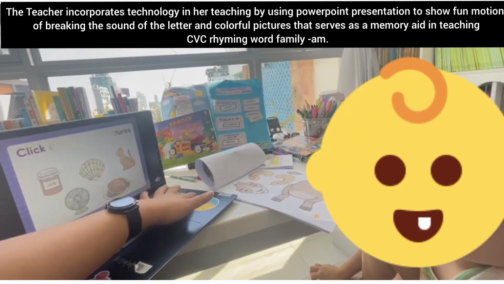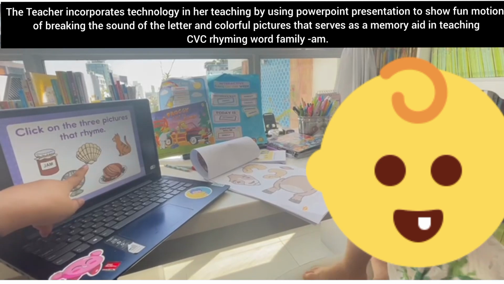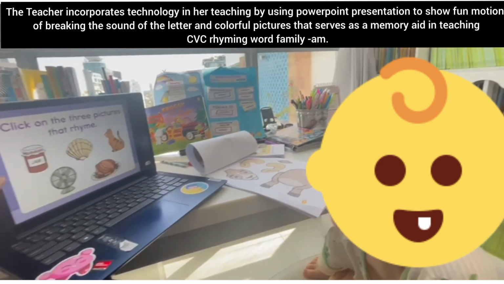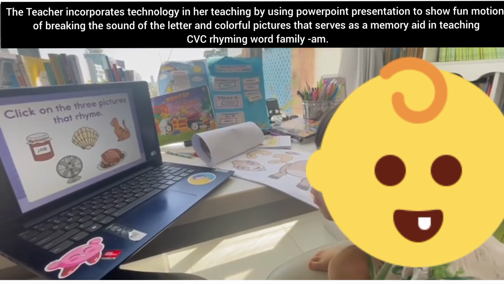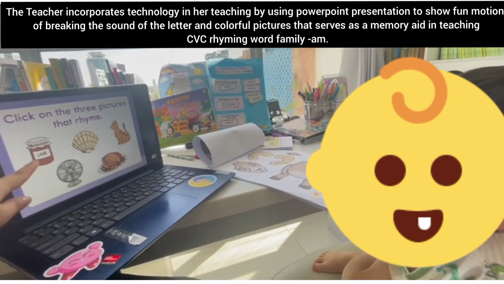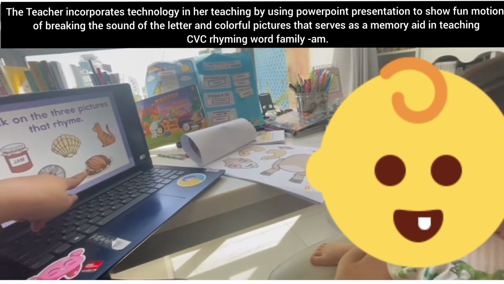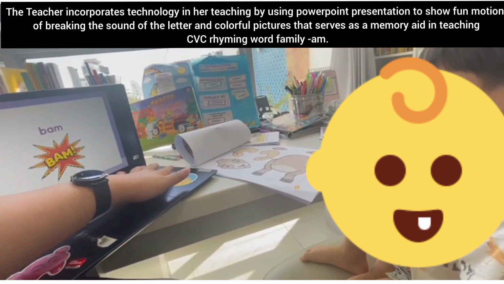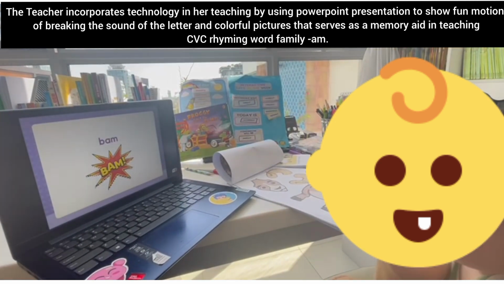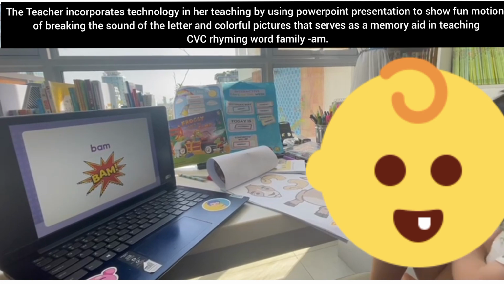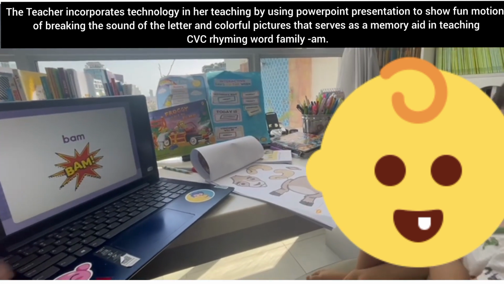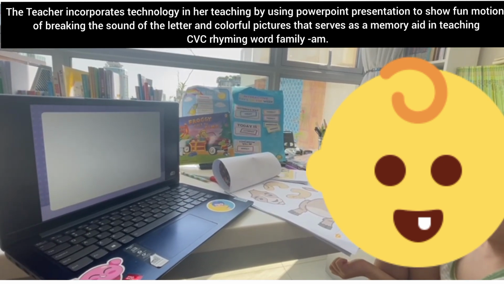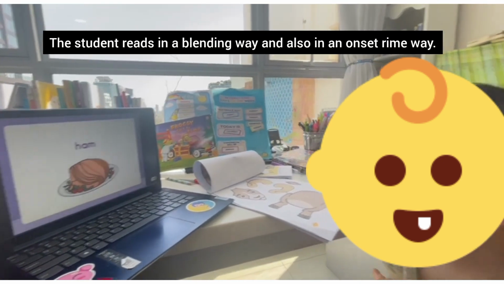What is this? Jam, clam, cat, fan, hand. What sounds the same here? Rhyme. When we say rhyme, sounds the same. What sounds the same? Jam, clam, and ham. Those are the rhyme words. Now here, what is this? Bam. Can you show me the sound of bam? Bam, right? And then this one, what is this? Ham. Very good, it's a ham.